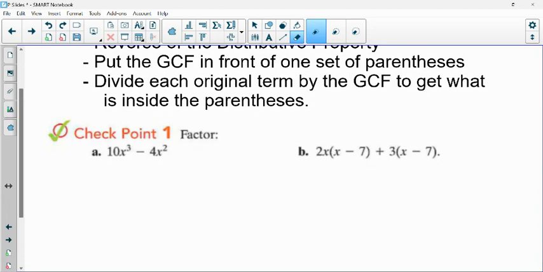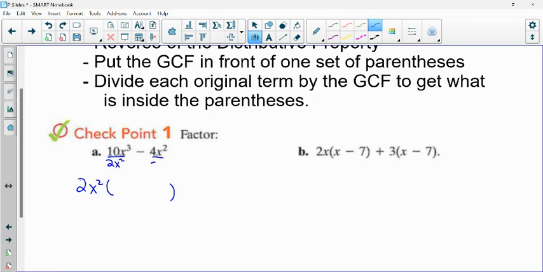Right. So 2 divides into 10, 2 divides into 4. There's nothing larger that divides into both those. And also, x squared divides into both of those terms as well. When you're talking about exponents, you always want to look at the lowest exponent. Our lowest exponent is x squared, and so that would be our GCF, 2x squared. So as we said, we're putting our GCF in front. We are making one set of parentheses, and then we can divide each of our original terms by our GCF, and that's going to get what's inside.